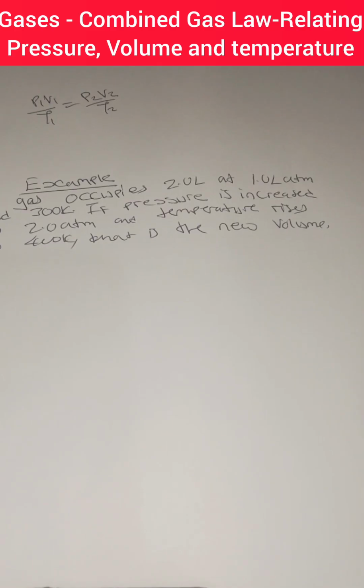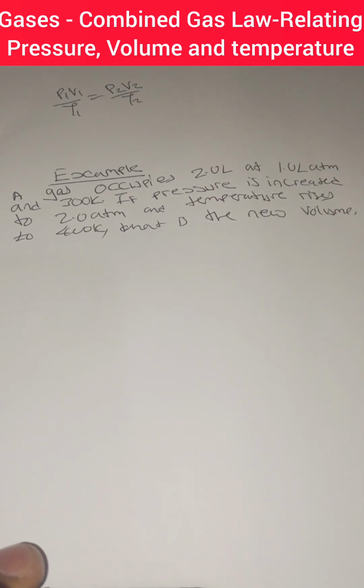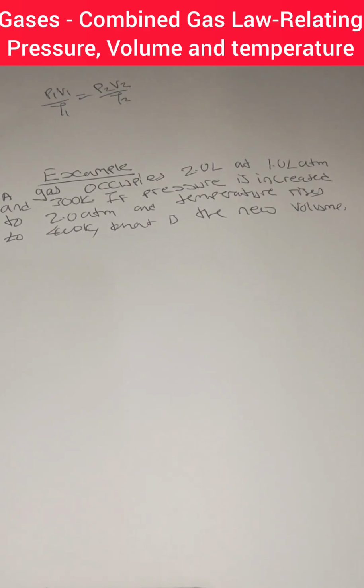So let's look at this example. A gas occupies 2 liters at 1 atm and 300 K. It's just 1 atm, and 300 K is the temperature, which means we have been given the initial volume, the initial pressure, and the initial temperature. Then the pressure is increased to 2 atm, which means we have been given P2, and the temperature rises to 400 K, which means we have been given T2. What is the new volume?